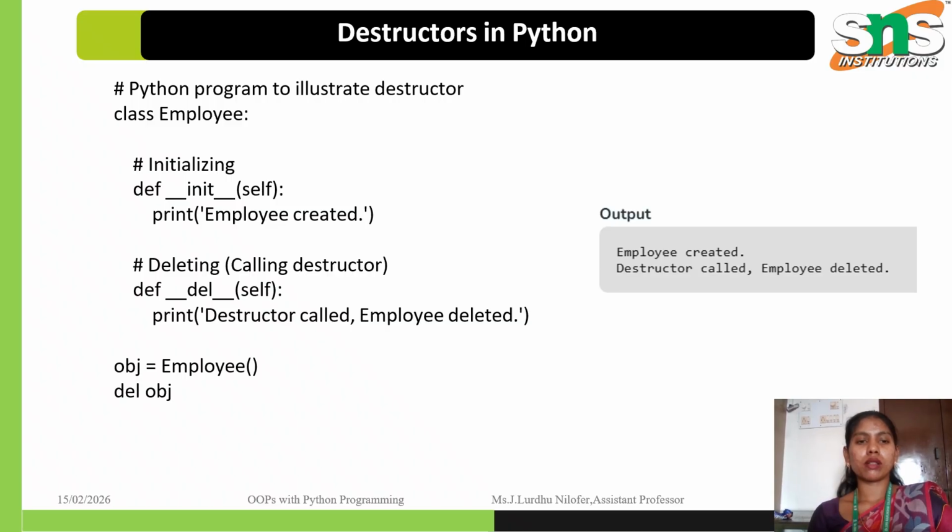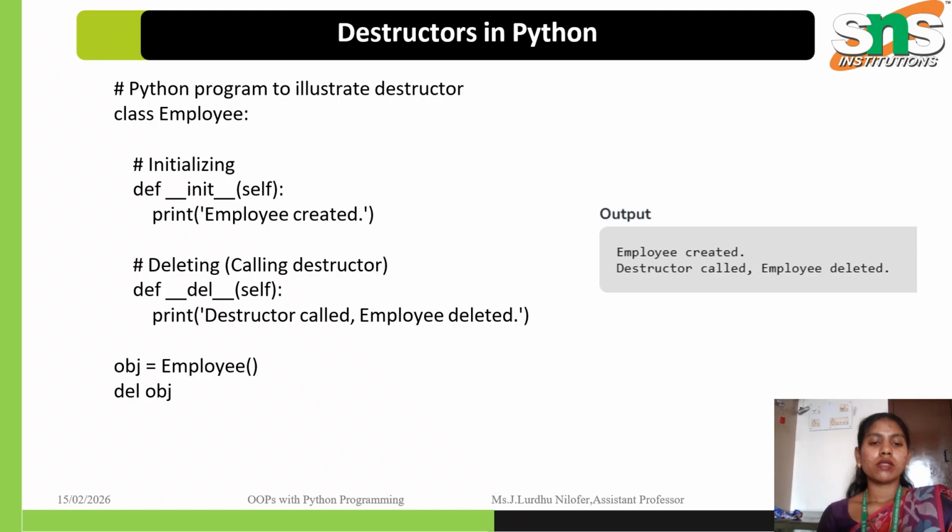For example, a Python program for a destructor: the class name is Employee, initializing def init, where self is the first parameter of the constructor, and print Employee created. Then for deleting, we define the destructor: def, the delete function, with self, then print Employee deleted. Then object 1 equals Employee, then delete the object. So we get the output of this program: Employee created, then destructor call. After the destructor call, Employee deleted.